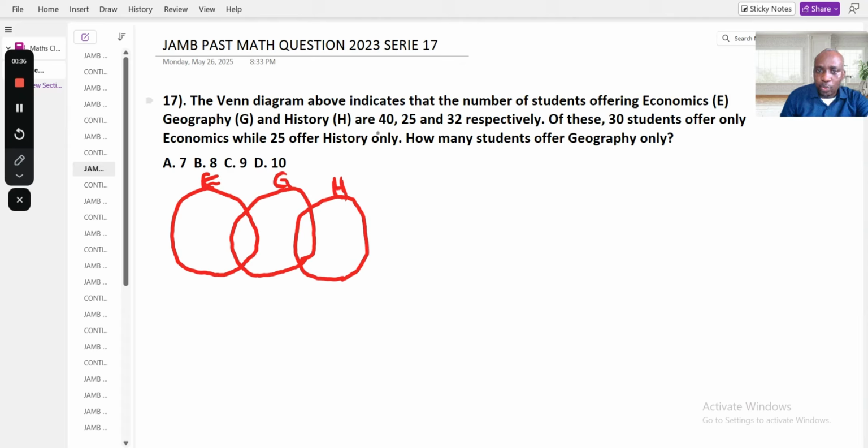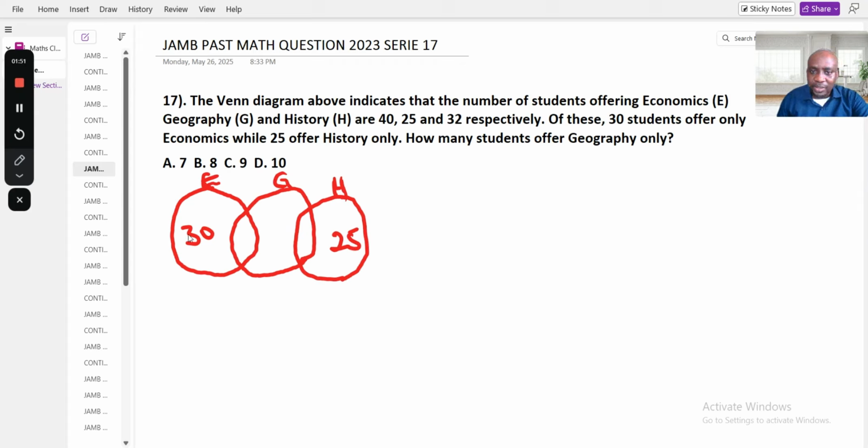Now, the question said that the number of students is 40, 25, and 32. Let's first begin with the students that offer 2 subjects at a time. Of this, 30 students offer only economics. Let me write the 30 here. This 30 did not include geography. It stays alone outside in between. And 25 offer history only, while economy only is 30.